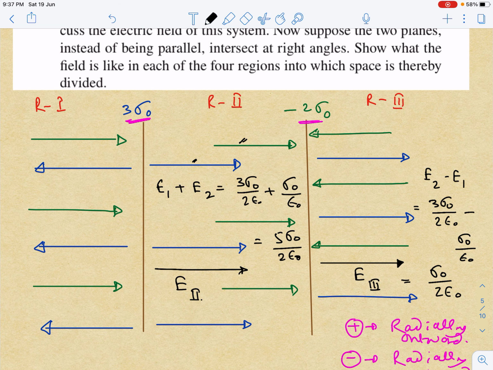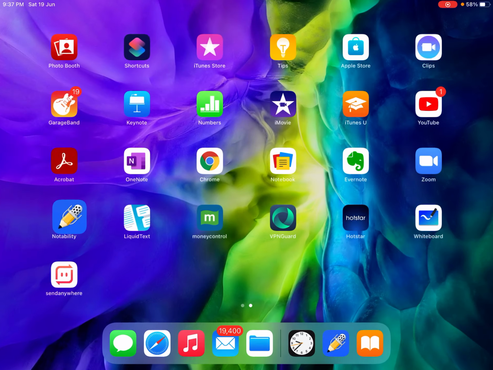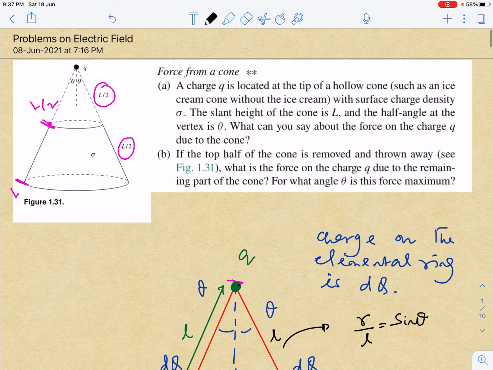What about region 1? Here you can see that this field is in the rightward direction and this is in the leftward direction. So this field is basically 3 sigma naught by 2 epsilon naught minus sigma naught by epsilon naught. This comes to sigma naught by 2 epsilon naught, and this field is in the left direction. This is E1.